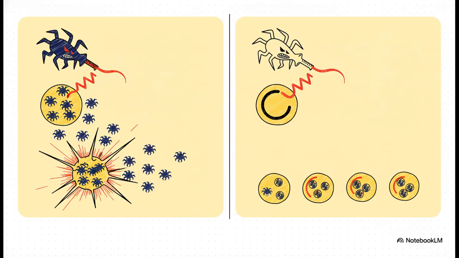But there's another type, the temperate phages, and these guys can make a choice. They can go lytic, or they can choose a much stealthier approach, the lysogenic cycle. In this case, the phage DNA doesn't immediately take over. Instead, it weaves itself right into the host bacterium's chromosome, becoming what we call a prophage. It just lies there, dormant, getting copied along with the host's own DNA, passed down from one generation to the next.